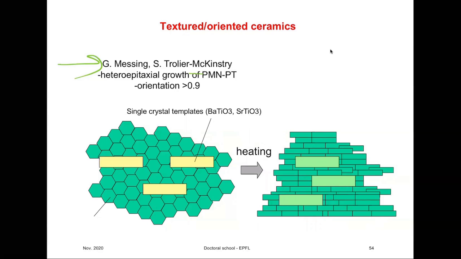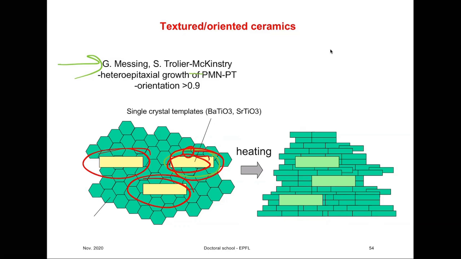What they did was to put single crystals of other materials such as barium titanate or strontium titanate in the ceramic matrix, and then heat it at high temperature. And then what you find is that these grains will start growing around these seed crystals and give you textured material. And this works reasonably well.